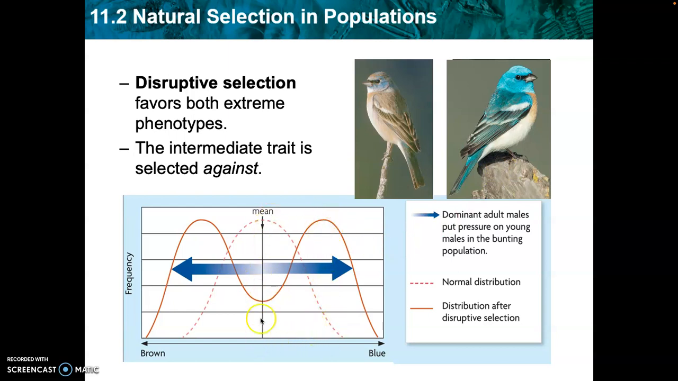And then if they're somewhere in the middle, if they're half brown, half blue, they're too blue to get that benefit of the camouflage, but they're too brown to be attractive to a female. So the mean, or that combination of brown and blue, is being selected against because there's less chance of survival and less chance of mating, so those numbers would go down.